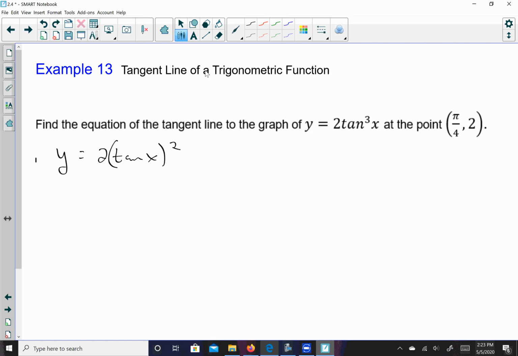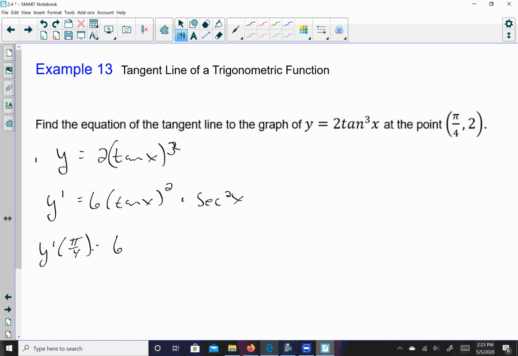So I'm going to take 2. Oh, this is raised to the third power. So I'm going to take 3 times 2, which is 6. Then this will be tangent of x. Reduce this by 1 to the second power. Then I'm going to take the derivative of tangent. The derivative of tangent x is secant squared x.